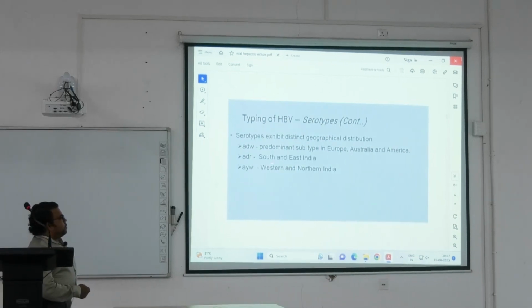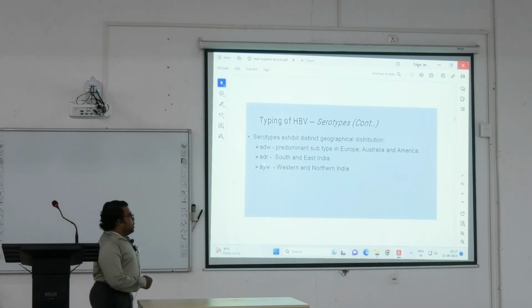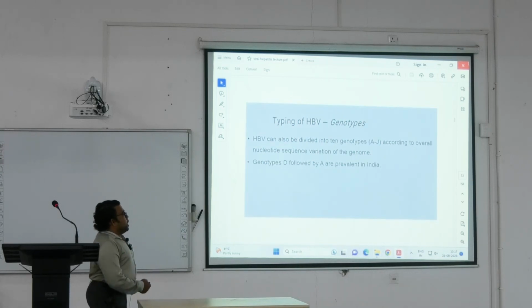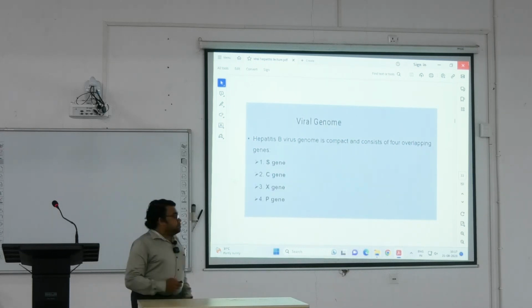Now, coming to the serotype, in India, there are two common types, ADR and AYW. ADR is present more commonly in eastern India and AYW in western India. Based on the genotype, there are many genotypes, A to J. Group D is more common in India.